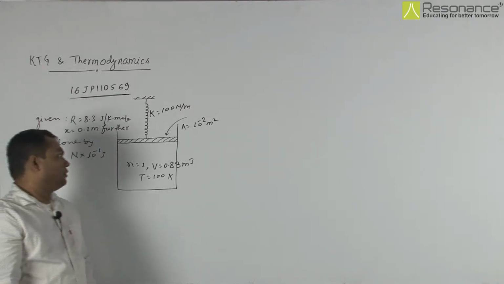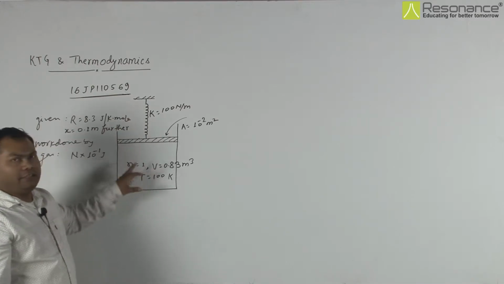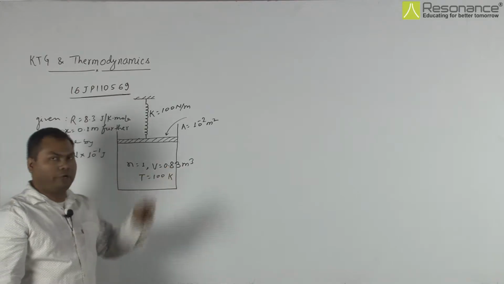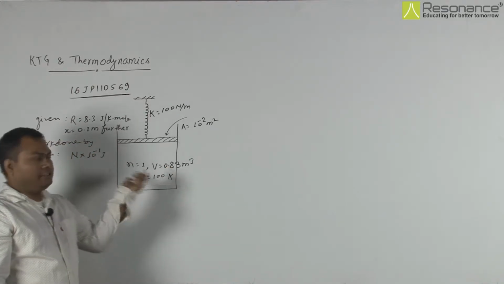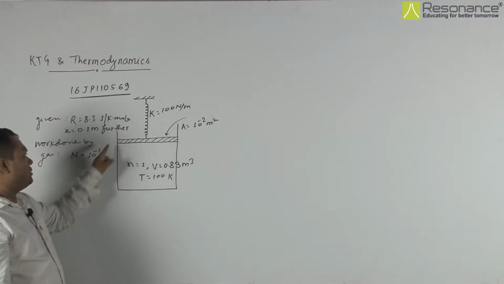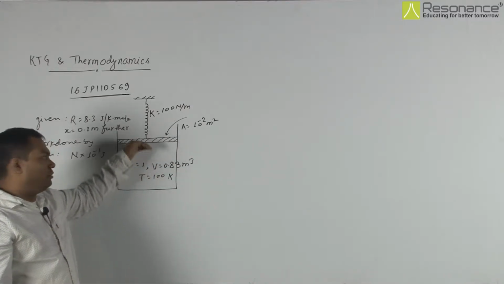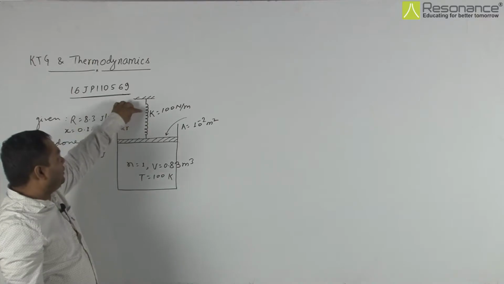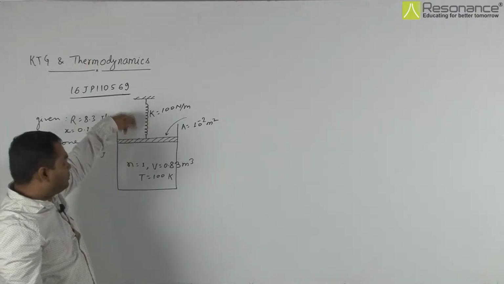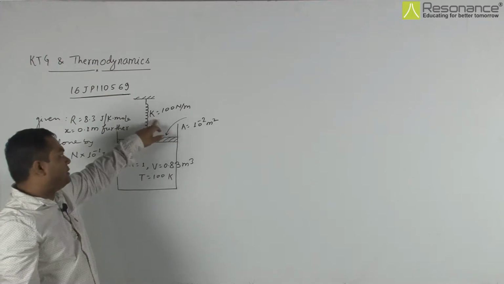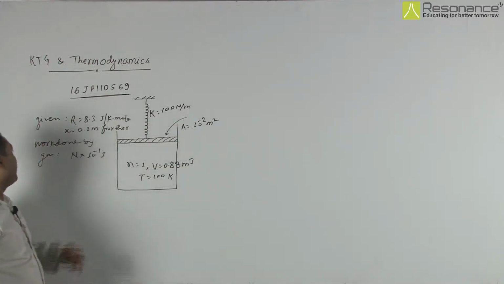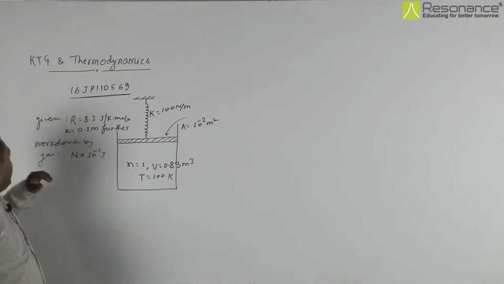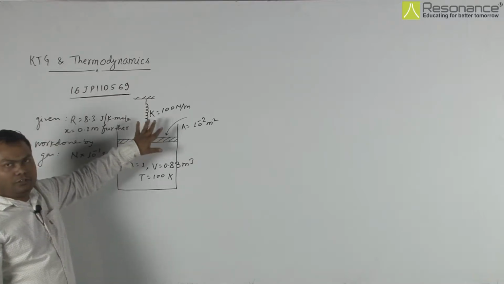In this question, it is saying that there is a gas with n equals 1, number of moles is 1, whose volume is given as V equals 0.83 meter cube, and the gas is at temperature T equals 100 Kelvin. This is our piston, which is a movable piston, whose area is given as 10 power minus 2 meter square, and there is a spring connected with this piston, whose spring constant K is 100 Newton per meter. These given data, R equals 8.3.